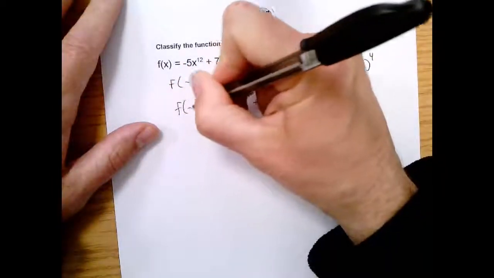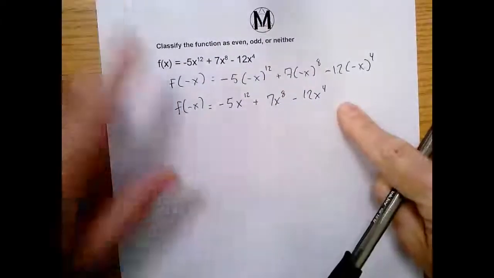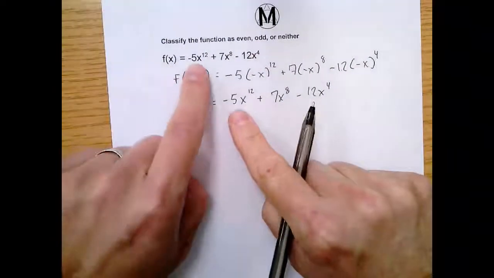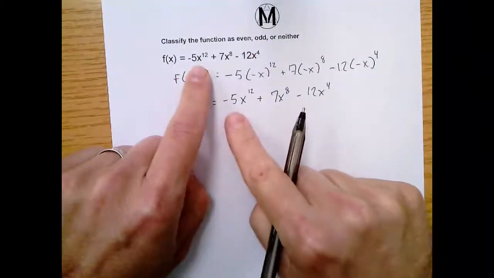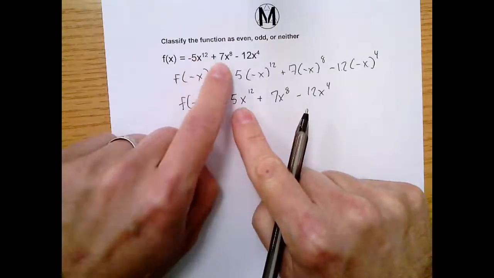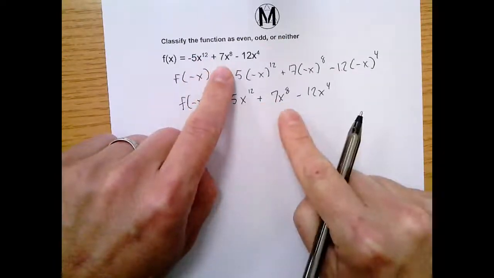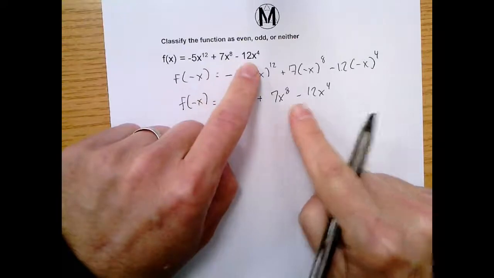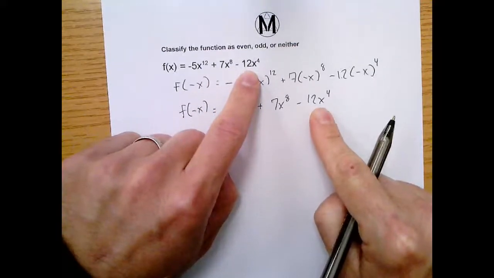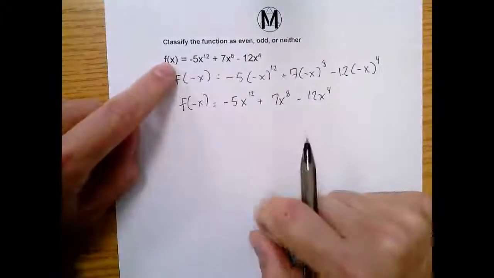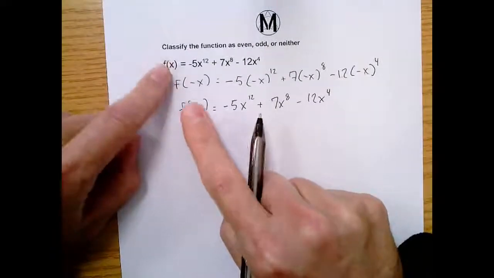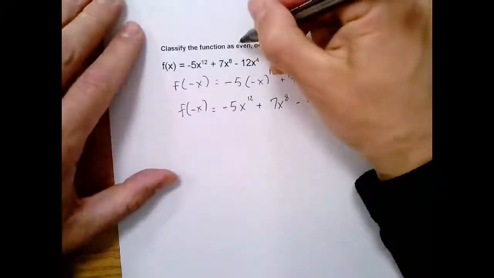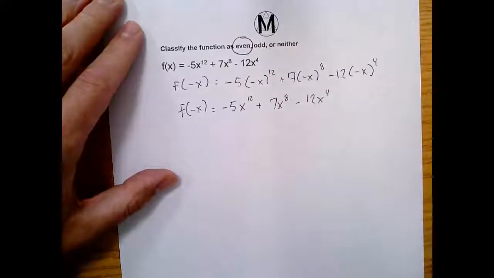So we know f of negative x gives us this situation. Now go back to where you started. I started with negative 5x to the 12th, I got the same thing. I started with 7x to the 8th, I got the same thing. I started with negative 12x to the 4th, I got the same thing. So we got the same thing for f of x as f of negative x. Therefore, this function is even.